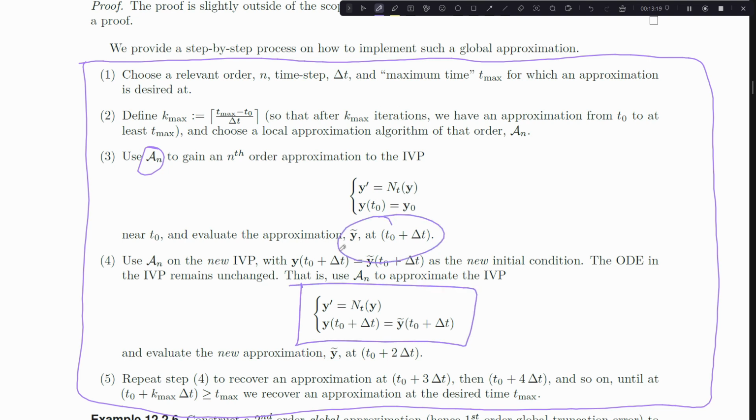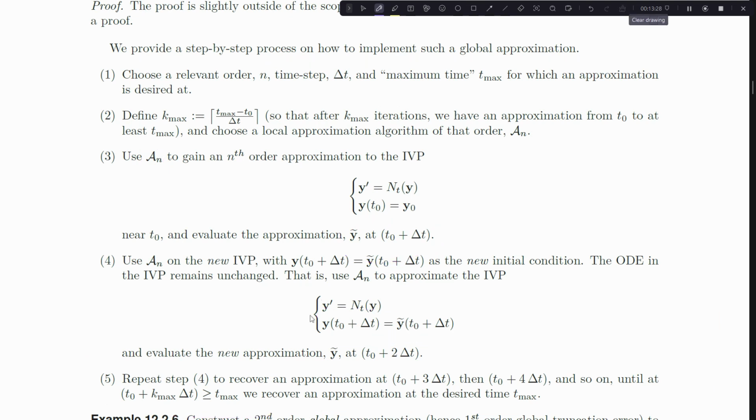So since we just evaluated our approximation at delta t time steps in the future, we use the new IVP starting at that time in the future, but with everything else in the IVP the same, and we're going to use A sub n on that IVP. And that's going to give us yet a new approximation, y tilde, at a new time, which is now 2 time steps in the future.